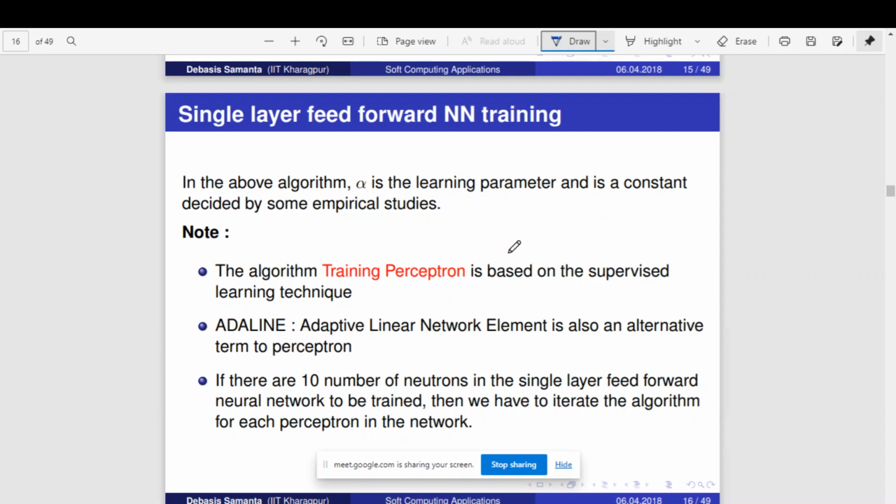The single layer feed forward neural network is also called ADALINE, adaptive linear network element, which is an alternative term for perceptron. So here we are talking about only one perceptron. This one perceptron is otherwise called ADALINE.